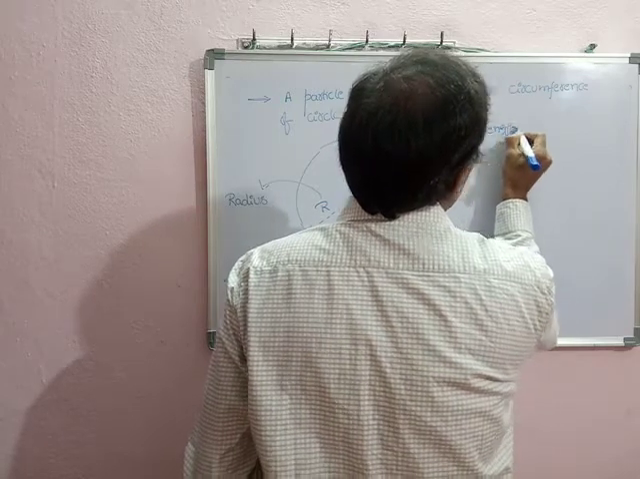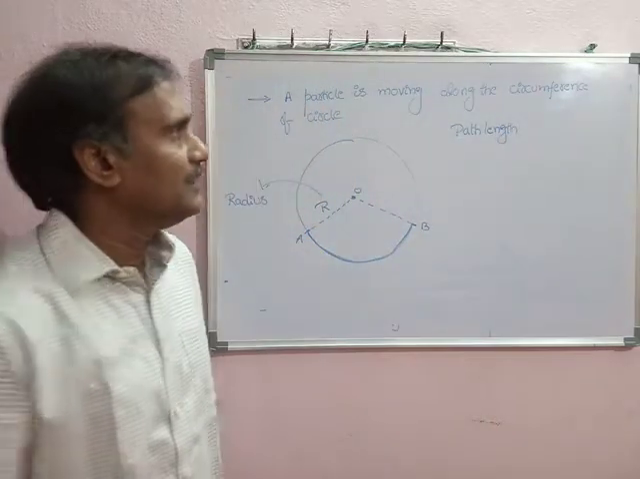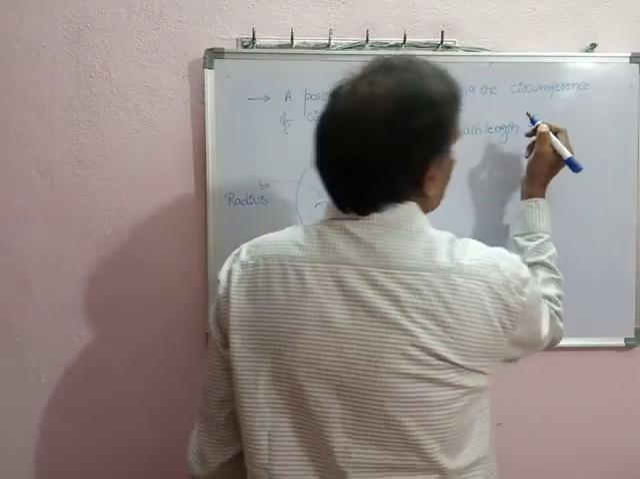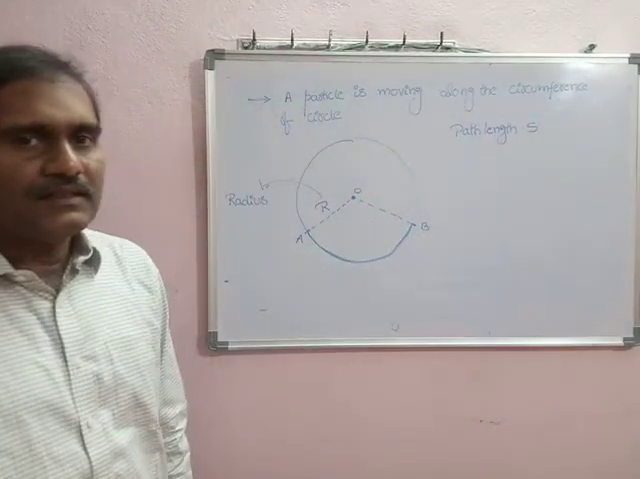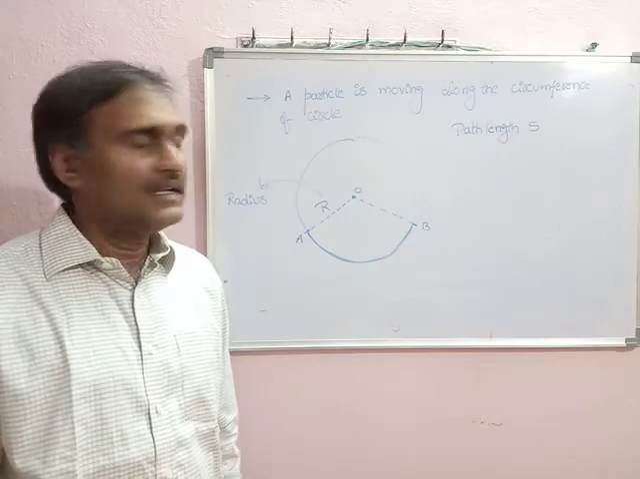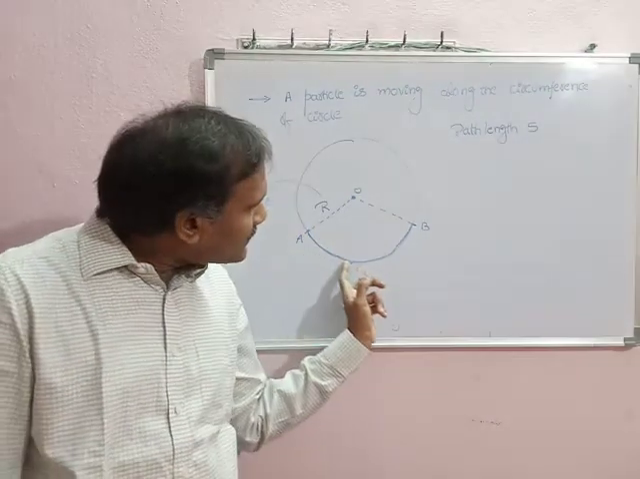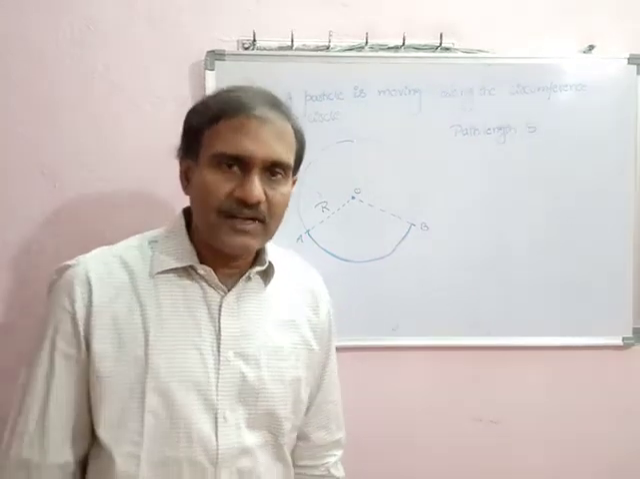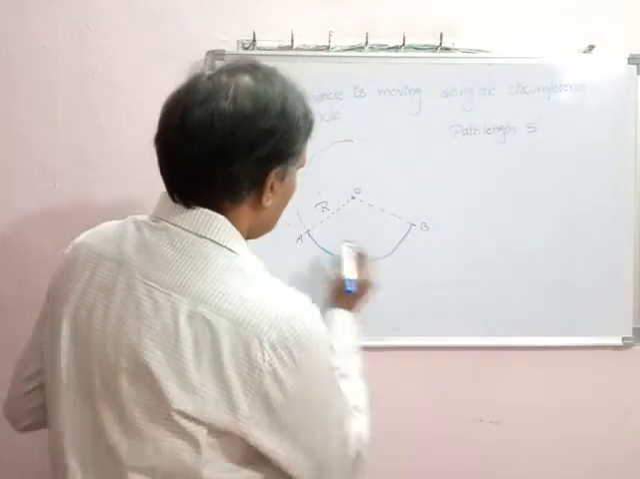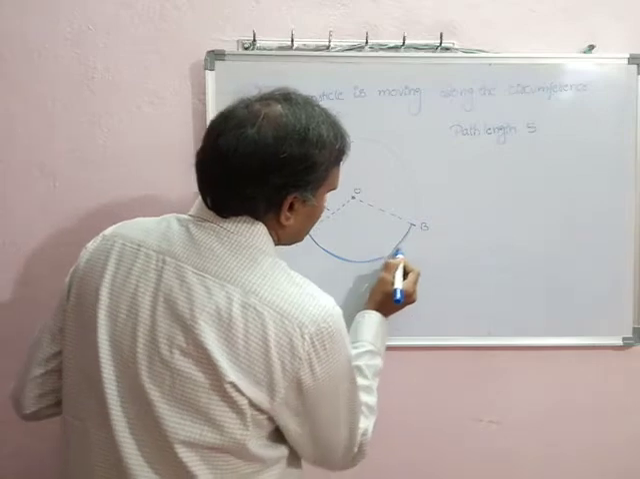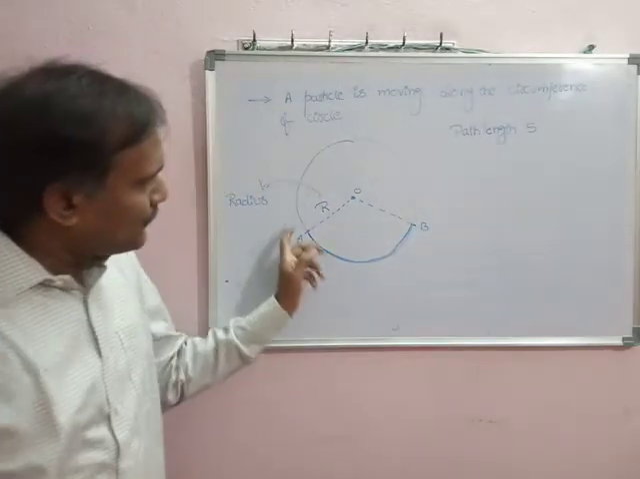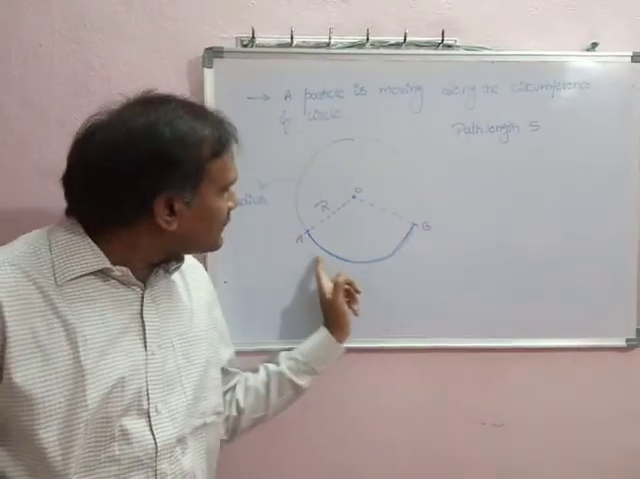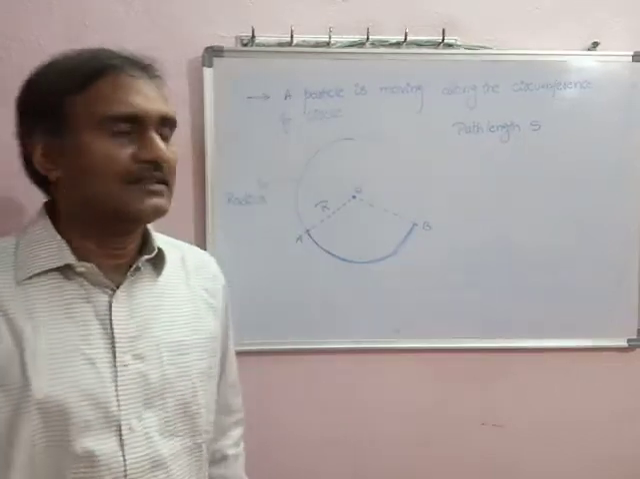What is the path length traveled by the particle? What is the definition for the path length? Length of the path traveled by the particle. It is the actual length of the path traveled by the particle. Nothing but, for this circular path, it is the arc length.